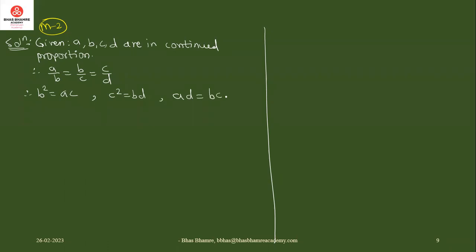What kind of work? You can check here. When I consider the first two, A upon B is equal to B upon C, cross multiplying, I get B square is equal to AC. Then A upon B is equal to C upon D, so I get AD is equal to BC as I have got over here. And when I take the second and third equal, then we get C square is equal to BD that we have got. Now I shall take LHS.